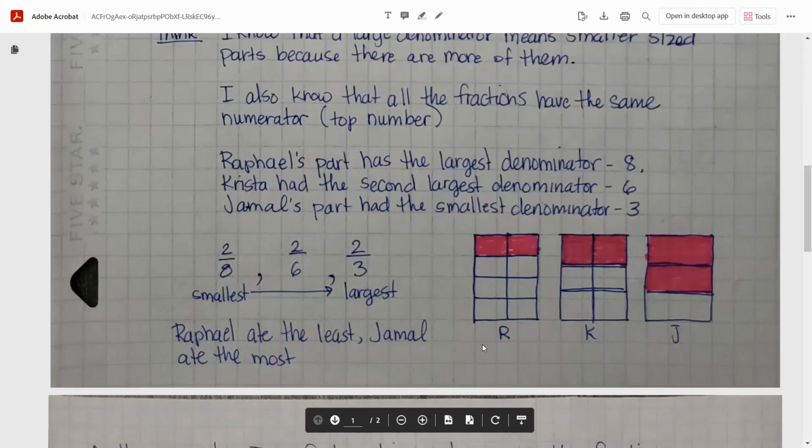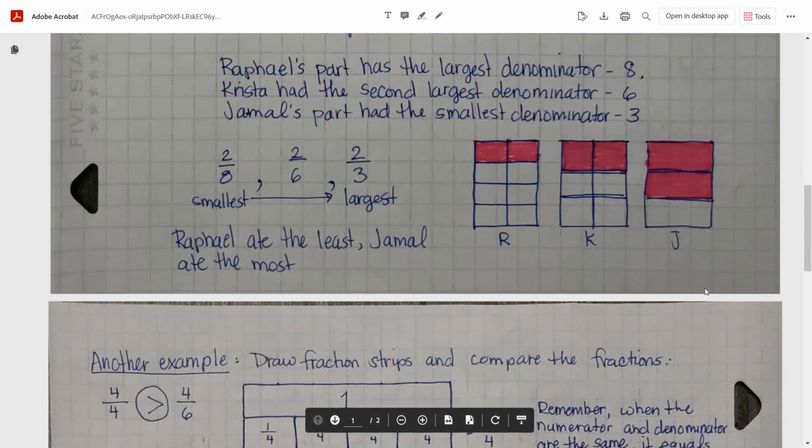Now I drew these out for Raphael, Krista, and Jamal. So here I have my whole. Each of my wholes are the same total size. So his I cut into 8 pieces and I colored in 2 of those pieces. For Krista's, I cut it into 6 pieces and colored in 2 of her pieces. And then Jamal, I cut it into 3 pieces and colored in 2 of his pieces. So you can see when you have to make more cuts, so you have a larger denominator, those pieces are going to get smaller and smaller. When you have to make just a few cuts, your pieces are going to be quite large.